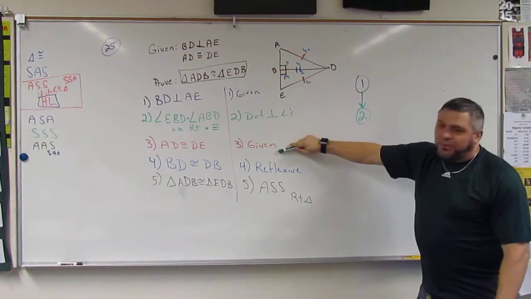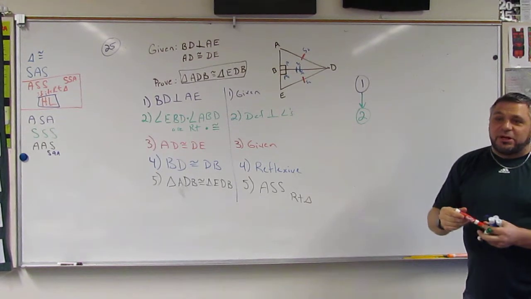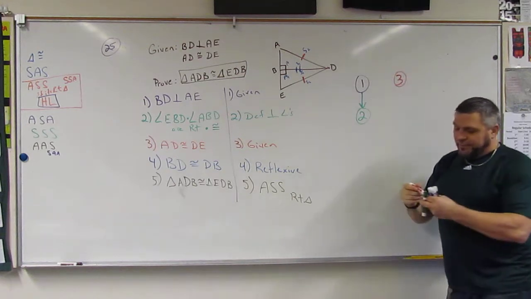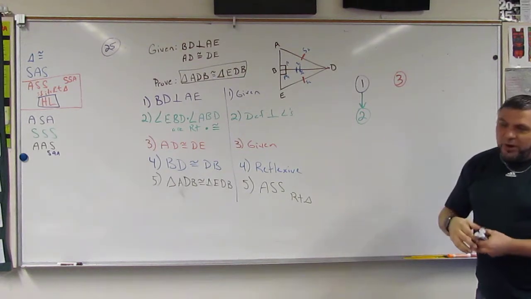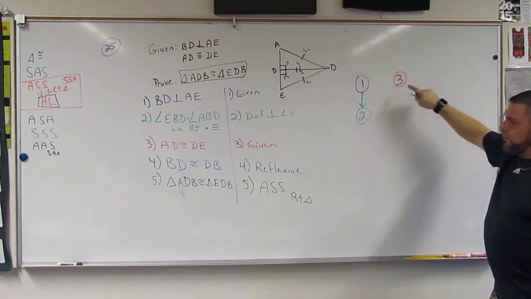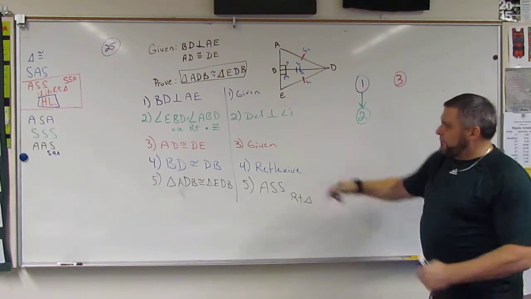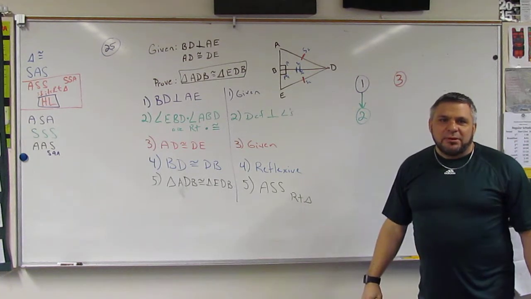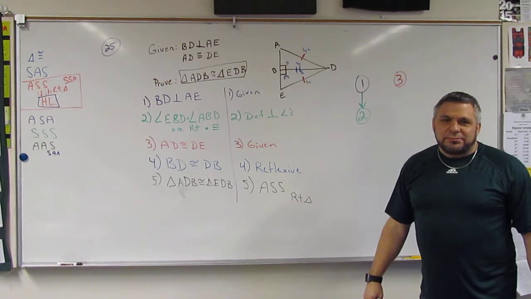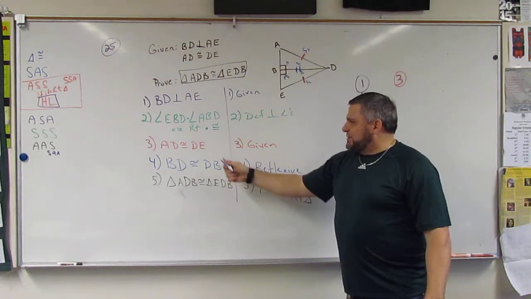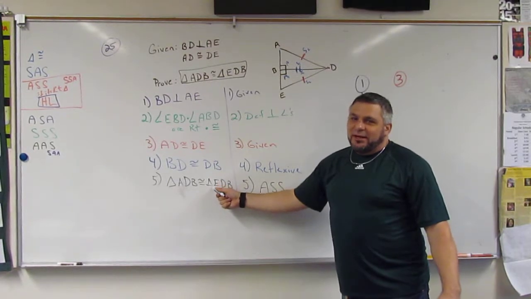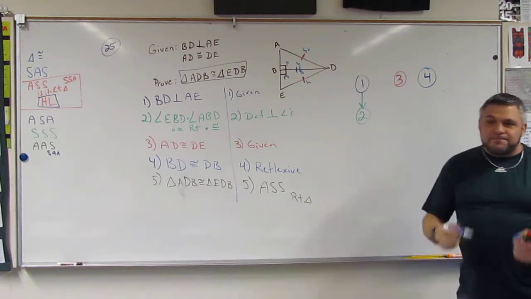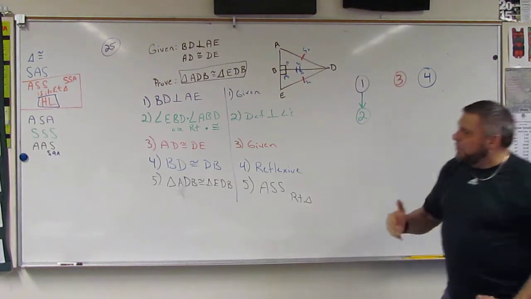From 2 did we get to 3? No. 3 was on its own, right? Because it was given also. So 3 is all by itself. And then did we get 4 from 2 or did we get 4 from 3? Or was 4 on its own? Because just because this was congruent doesn't mean this is, right? Yeah, 4 is on its own. So 4 is way out here, all by itself too.